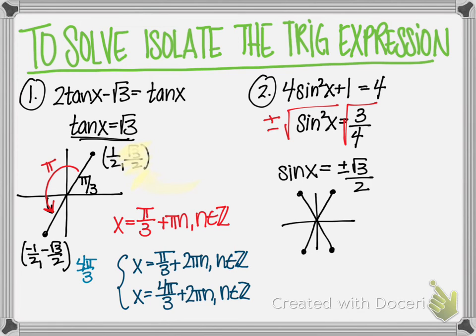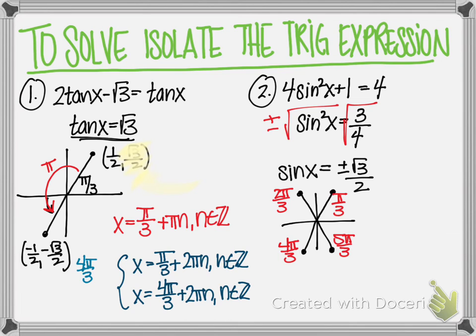So I try to be efficient here and not write 4 separate equations. But you absolutely could. I could say pi over 3 plus 2 pi n, 2 pi over 3 plus 2 pi n, 4 pi over 3, etc., etc. But I can be a little more efficient on this.